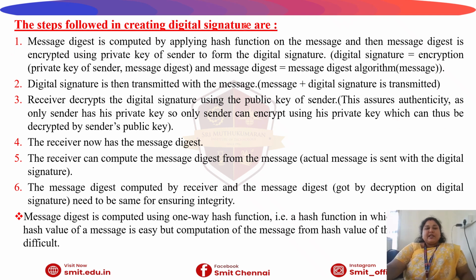There are several steps for creating a digital signature. The first step is to apply the hash function, and the digital signature is created by encrypting the message digest with the sender's private key. The message digest is produced by the message digest algorithm. The digital signature is transmitted with the message, and the receiver decrypts the digital signature using the sender's public key, since only the sender has the private key. So the receiver now has a message digest. The receiver can compute the message digest from the message, and the two message digests must be the same, which ensures the integrity of the value.